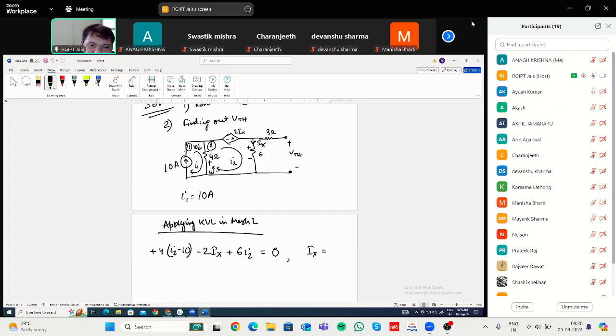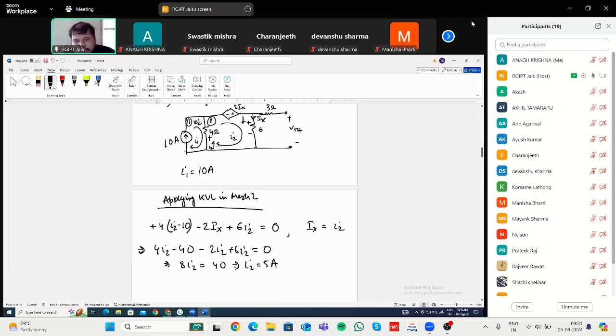Okay? So 4 multiplied by I2 minus 10 minus 2Ix plus 6I2, and Ix is equal to I2, because in this branch only I2 is flowing, no current is flowing through this path. So Ix will be equal to your I2 value, and in the same direction also, I2 is flowing in this direction. Ix, the given direction, is also in this. So Ix is equal to I2. So 4I2 minus 40 minus 2I2 plus 6I2 is equal to 0. So 8I2 equal to 40. So I2 will be equal to 5 ampere.